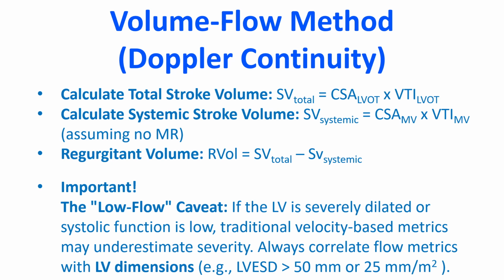There is a low flow caveat. If the left ventricle is severely dilated or systolic function is low, traditional velocity-based metrics may underestimate severity. Always correlate with left ventricular dimensions. Example, left ventricular end systolic dimension more than 50 millimeter or indexed value of 25 millimeter per square meter.